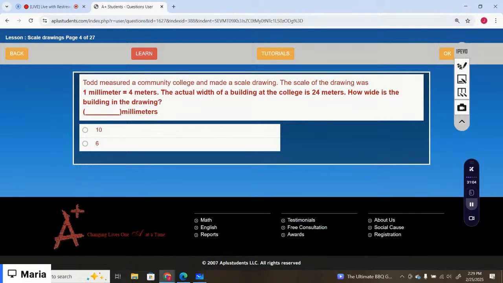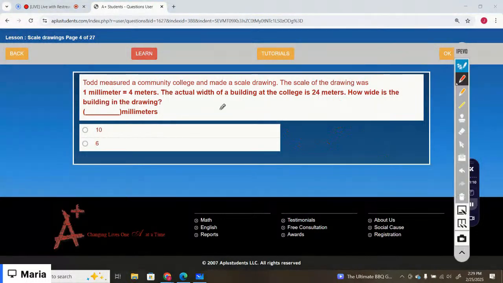Todd measured a community college and made a scale drawing. The scale of the drawing was 1 millimeter equals 4 meters. The actual width of the building is 24 meters. How wide is the building in the drawing? 4 times 6 is 24, right?